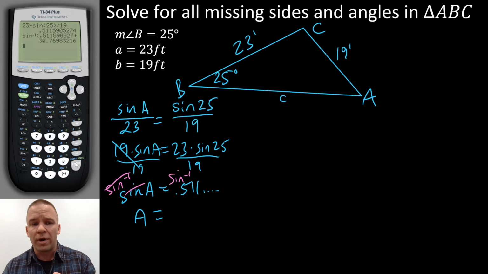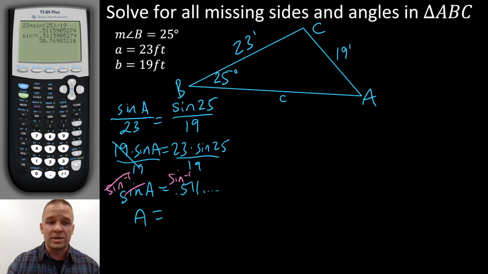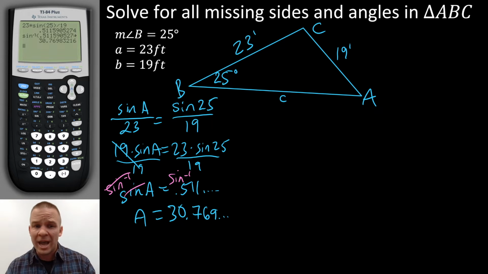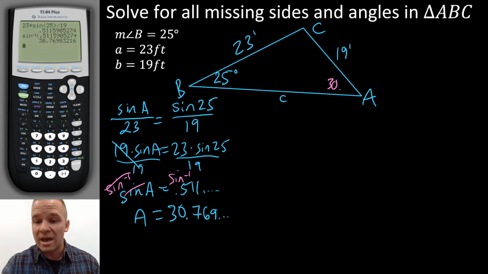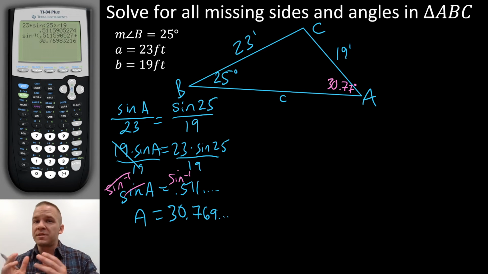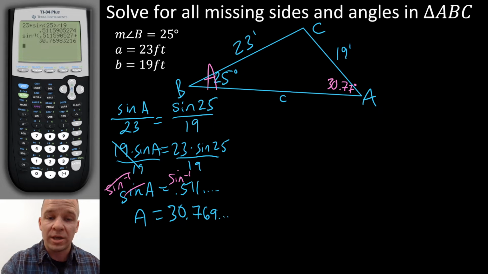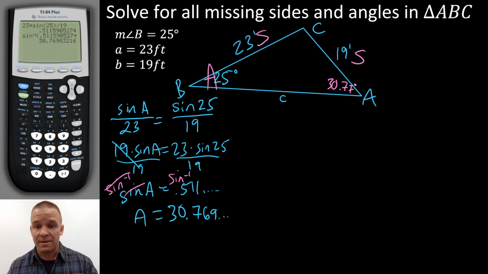I get 30.7698 degrees. So I'm going to write down the first three decimal places, 30.769 and change. And then in my triangle, I'll go ahead and put the rounded value. So that's going to be 30.77 degrees. Okay, cool. So we've got that. Now, with law of sines, if we have an angle side situation, we know an angle here, a side, and a side.